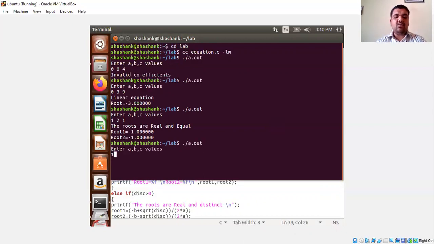Next one, let us check for roots are real and distinct. So I will give the values 1, 7, 2 for a, b, c. Then what is it going to print? Let us see. So it is going to print that the roots are real and distinct.